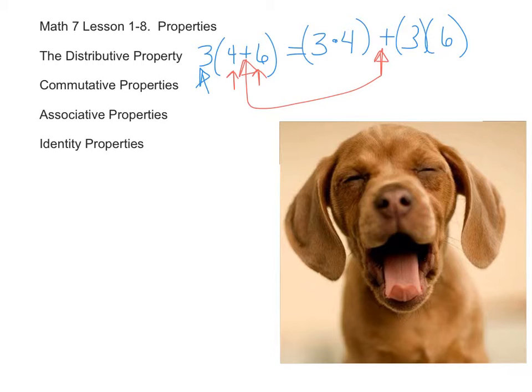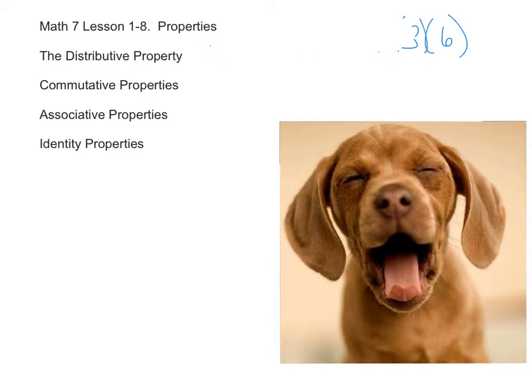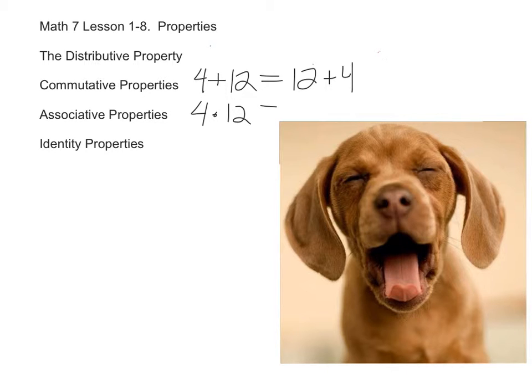Let's talk about commutative properties. Let me take a second and erase here. I hope you wrote that down in your notes. Commutative properties are simply talking about the fact that when you add or multiply, the order that you add or multiply in does not matter. So in other words, with a commutative property, 4 plus 12 is going to be equal to 12 plus 4. The other thing you're going to notice is that 4 times 12 is going to be equal to 12 times 4. The commutative property says it doesn't matter what order you add or multiply in, you will still get the same answer.